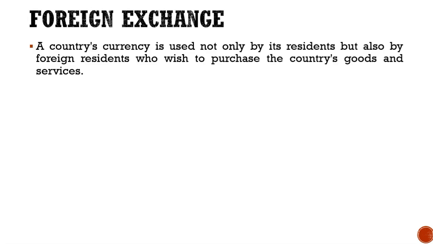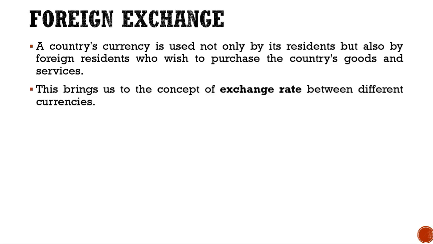Now, a country's currency is used not only by its residents but also by foreign residents who wish to purchase the country's goods and services. So, if we take an example, let's say we are residing in India, and if we want to purchase something from the US, we'll have to pay in their currency. So, USD is not only demanded by the USA, but it is also demanded by other countries who need to purchase goods and services from the US.